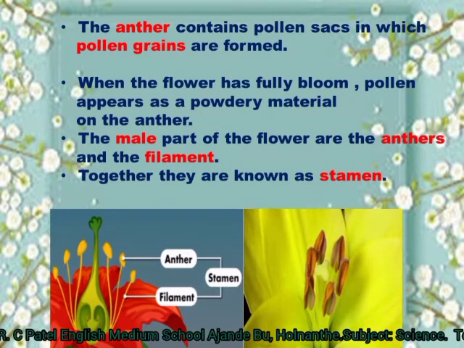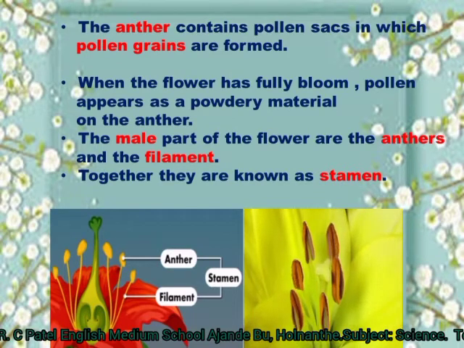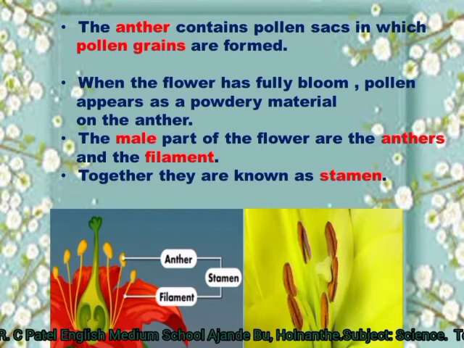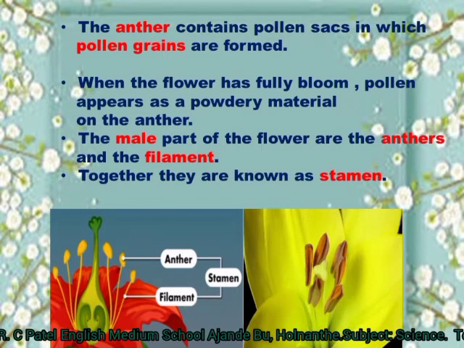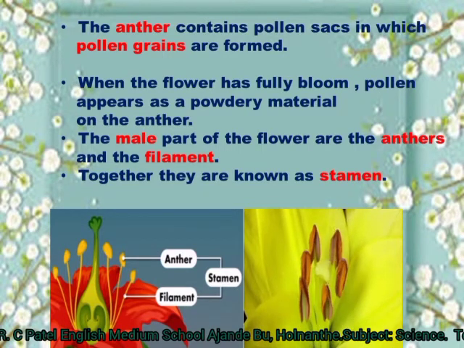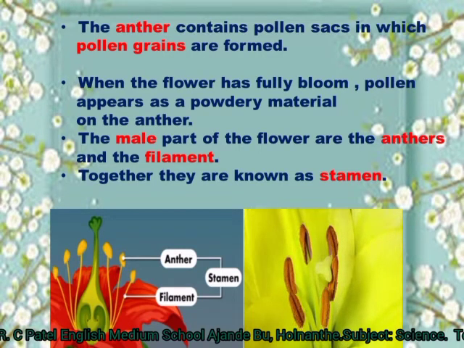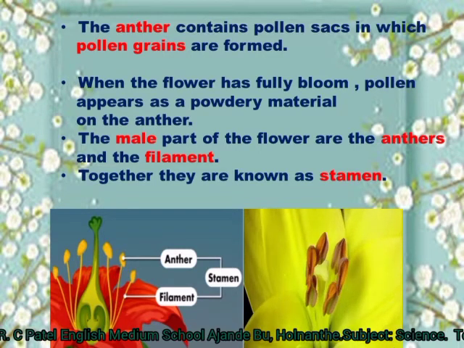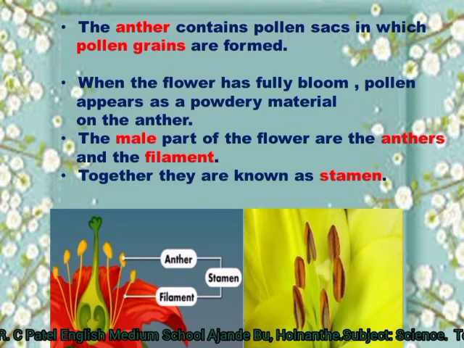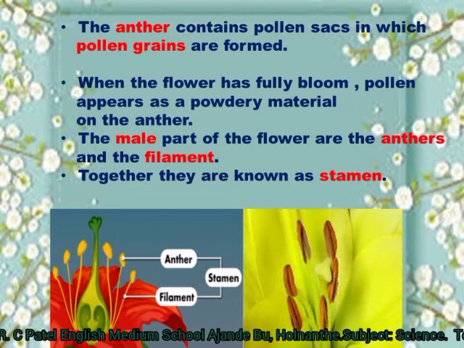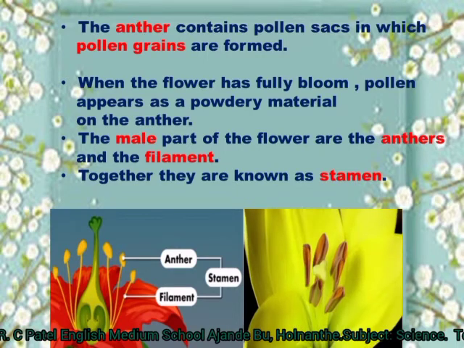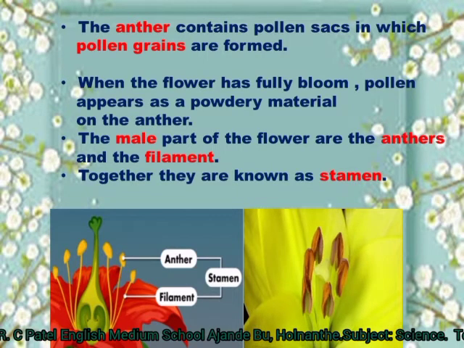As you know that anther is the male part of the flower, the anther contains pollen sacs in which pollen grains are formed. When the flower has fully bloomed, pollen appears as a powdery material on the anther. The male parts of the flower are the anthers and the filament, and together they are known as stamen.